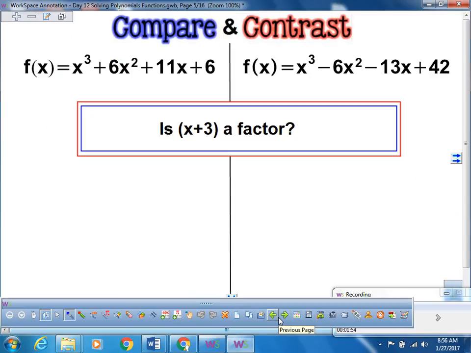All right, so let's compare and contrast the 2 of these. So why don't you guys practice a little bit? Get your markers out. You can write right on your desk. And I'm asking you, is x plus 3 a factor? Now think for a second. Whenever you think about it, think about what we did yesterday. Cameron, hold on. Think about what we did yesterday. And what I'm asking you is, is x plus 3 a factor? How would we determine that? Just think about it.